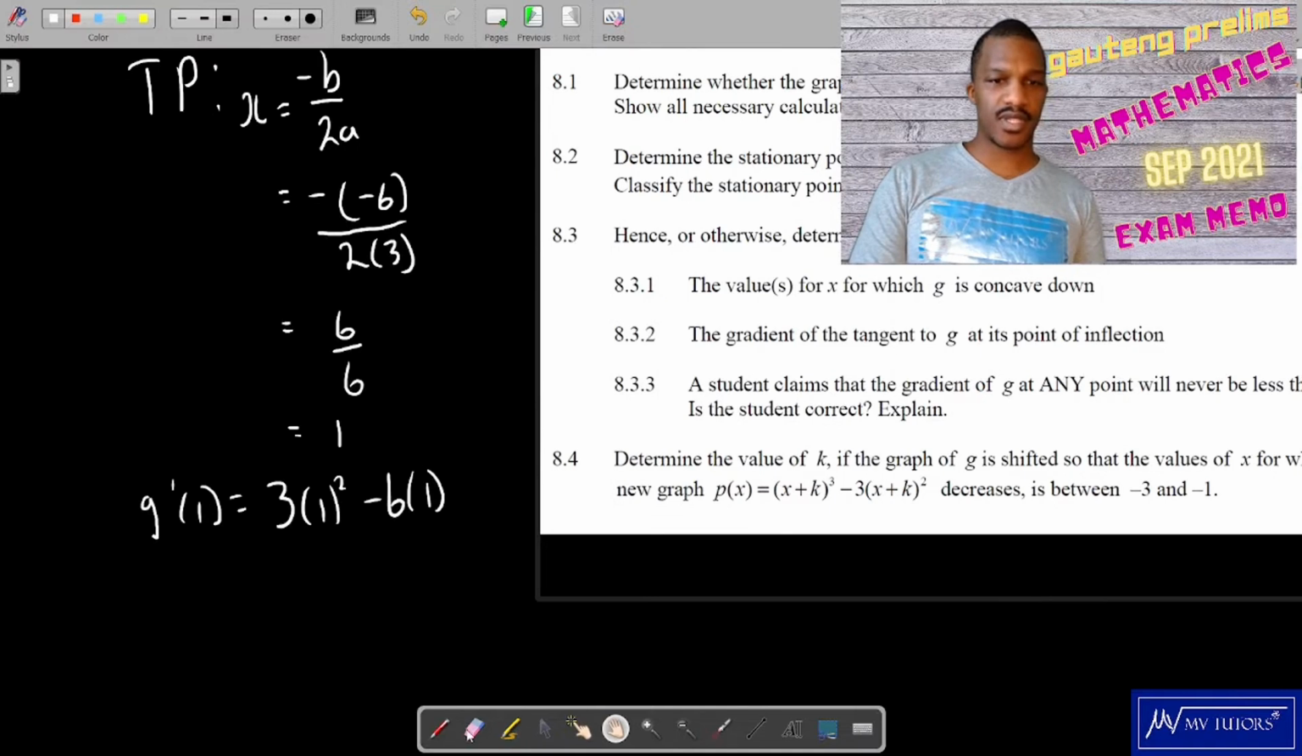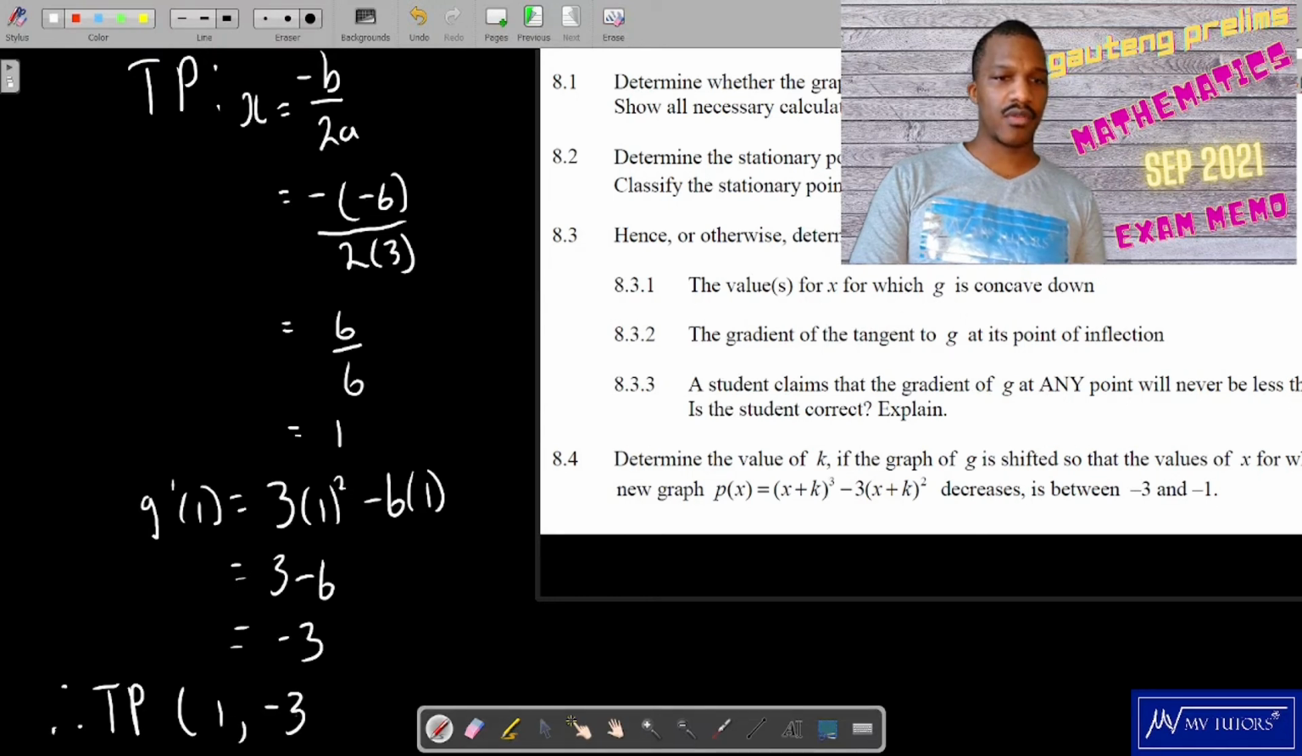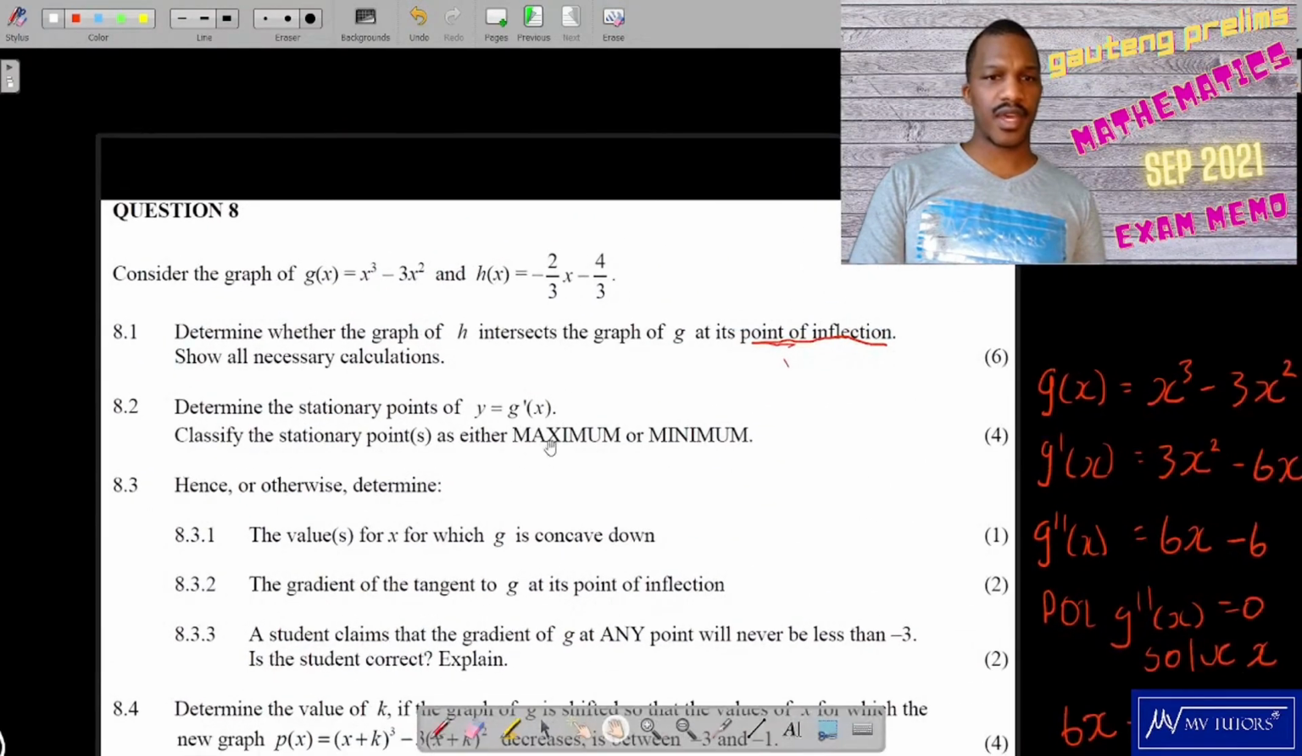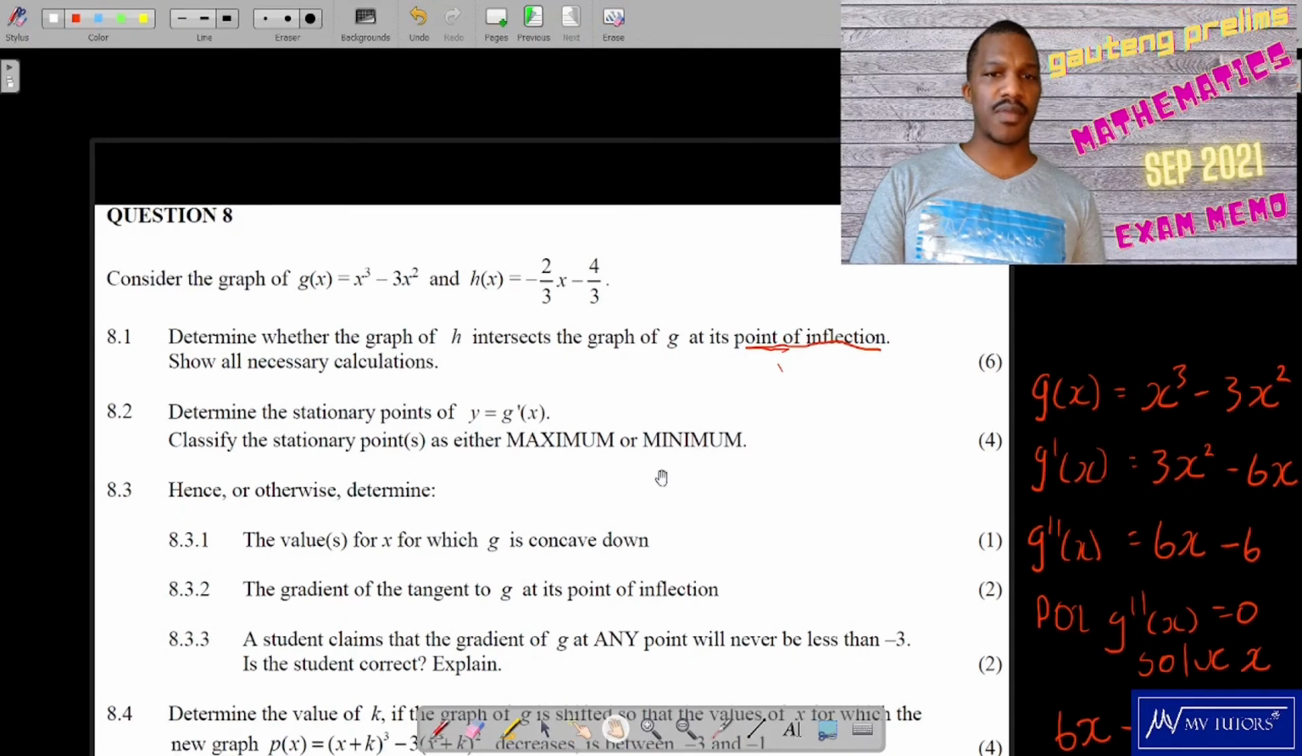Okay, so what's 3 times 1? 3 times 1 is just 3 minus 6, so it equals minus 3. So then, therefore, my turning point coordinate is at (1, -3). Okay, cool. So what did they ask here? And then classify whether it's a maximum or a minimum.